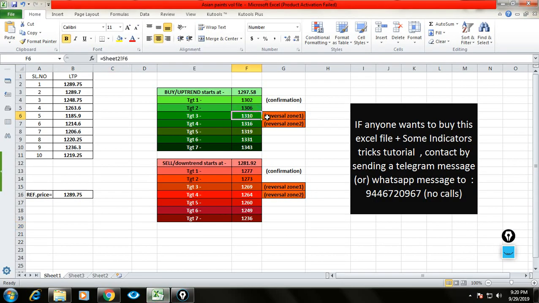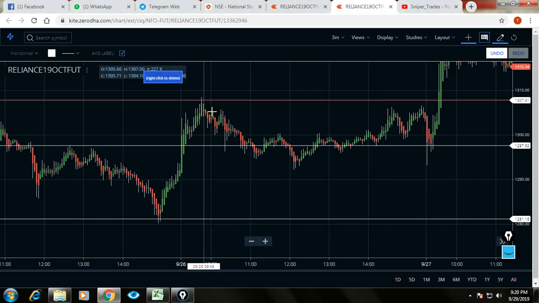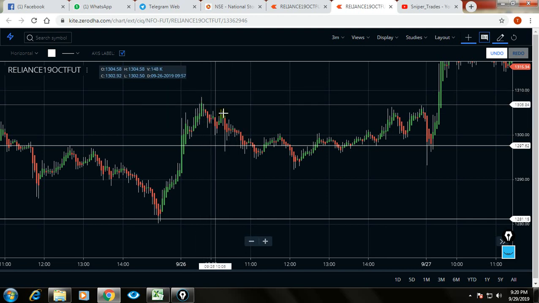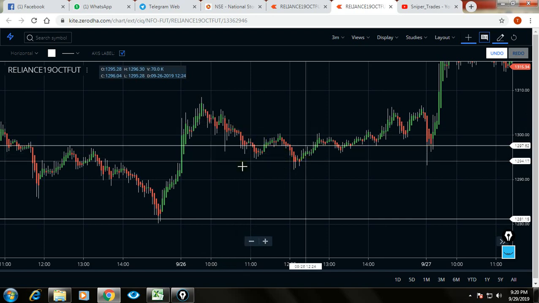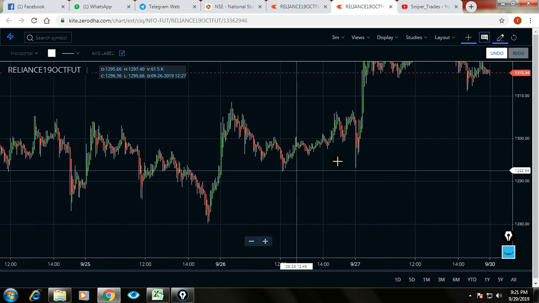Here too target 3 is not achieved, but it has managed to achieve target 2 and reach a little bit higher. This is a resistance zone, so the price is getting slowed down and rejected. See, the price is going downwards at that level, at around target 3 or reversal 3 zone. The price is getting rejected and coming down. Okay, that's what the 26th level tells us.